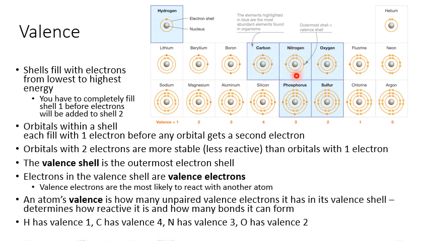It has 3 electrons that are unpaired in its outermost shell that could form a bond. It could make 3 different bonds. For oxygen, it has a valence of 2. It can make 2 different bonds.